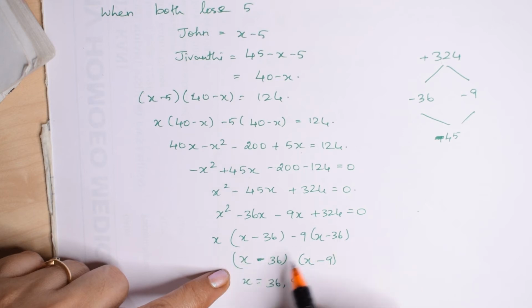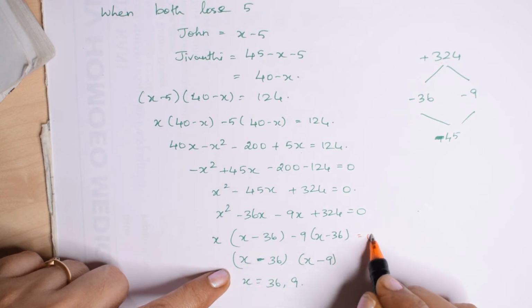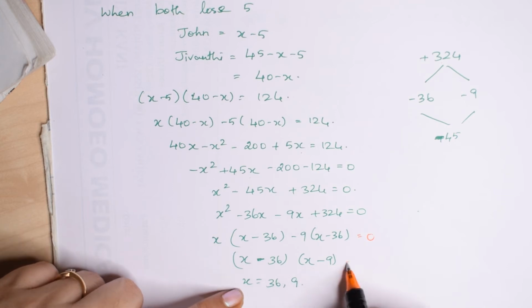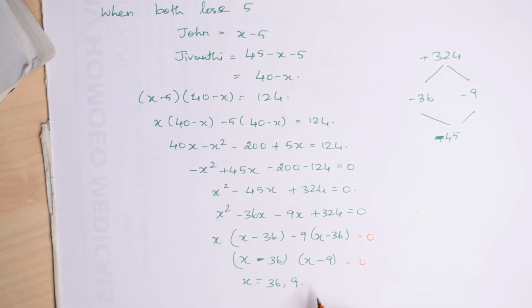So the common bracket is x minus 36 and I am taking it out. So the remaining is x minus 9. So I can equate x is equal to 36 and 9. So one person had 36 marbles and the other person had 9 marbles.